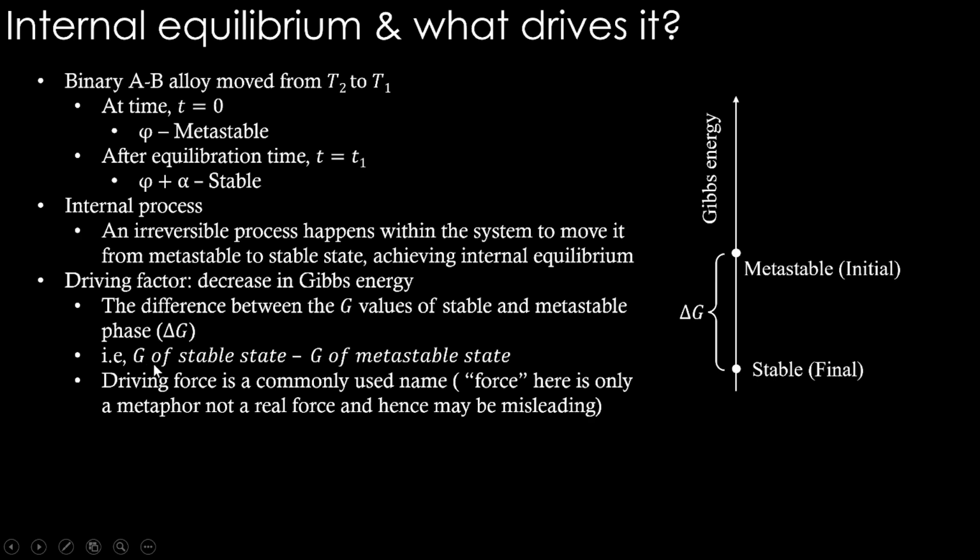How do we mathematically calculate it? We put G of the stable state first, which is the final state, minus G of the metastable state, which is the initial state. We use the word driving factor here, which I feel is a more correct term, because in almost all the books the term driving force is used. That's a commonly used name. The force here is only a metaphor. It's not a real force, and hence it may be misleading. But we'll be forced to use the word driving force because the Thermo-Calc software that we are going to use in this course also uses the same term.